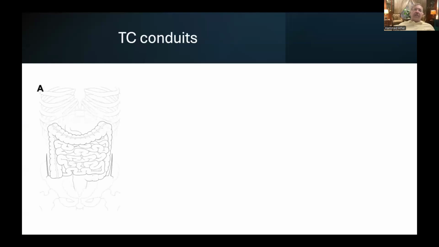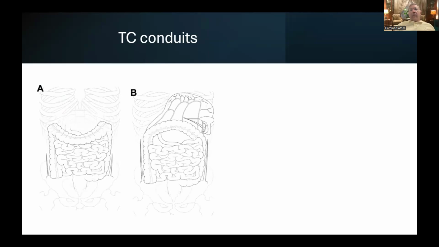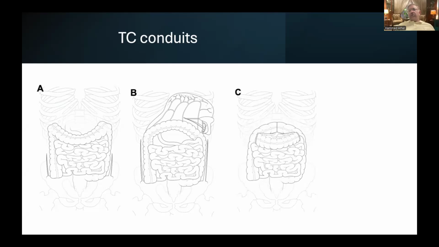The transverse colon conduit is a more extensive surgical procedure in which the whole colon, both the ascending colon from cecum upwards and the descending colon, is mobilized along with the distal ileum. Once that is done, the omentum is dissected off from the transverse colon. And now you have a transverse colon which is available for diversion.